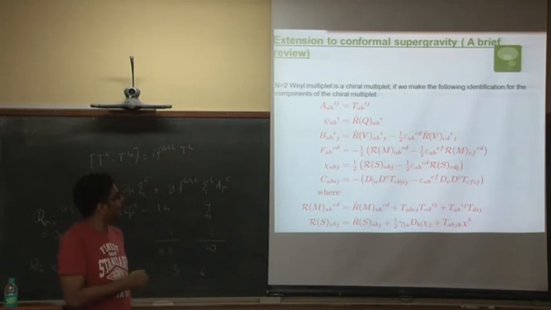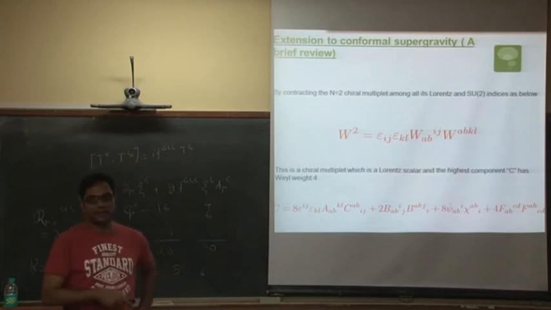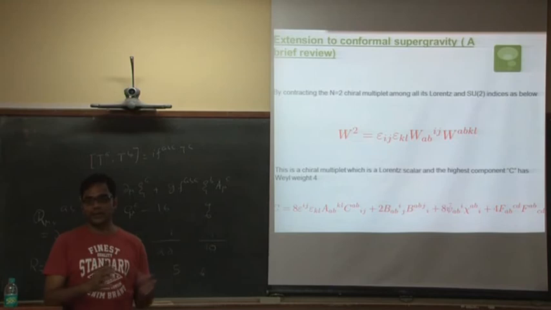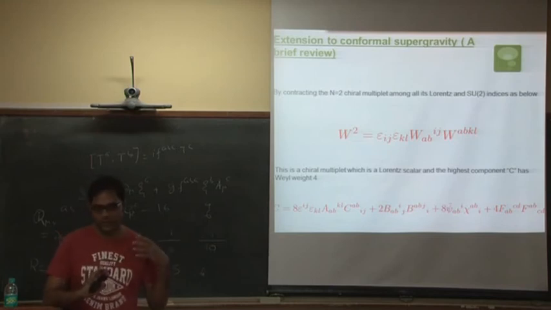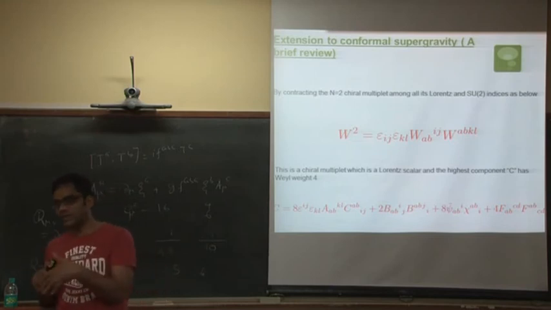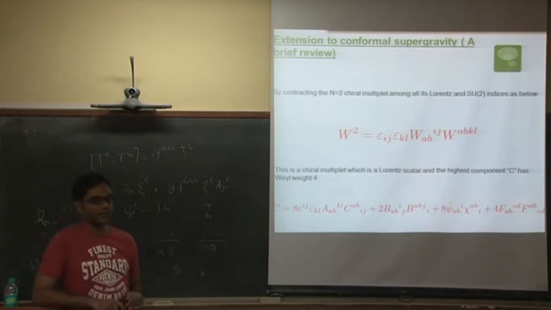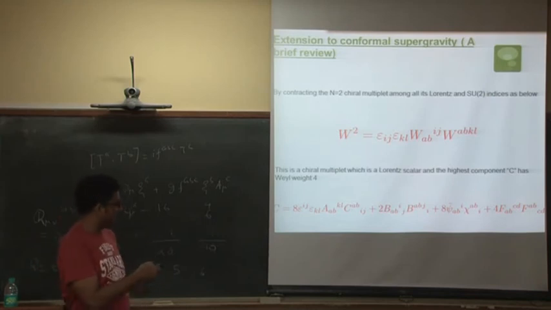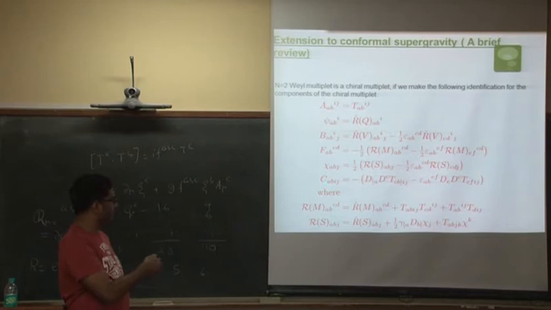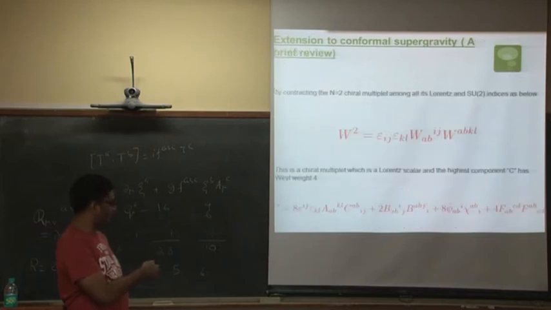Okay, and this chiral multiplet has an SU2 index and a Lorentz index. What you can do is contract the SU2 and Lorentz indices and get another chiral multiplet. So how to multiply chiral multiplets is very well known. If you write it in terms of chiral superfields, it's very easy to see how the chiral multiplet components should multiply. And in terms of this, finally this W squared, the highest component, corresponding to what we have for C here, for W squared, this C will take this form.